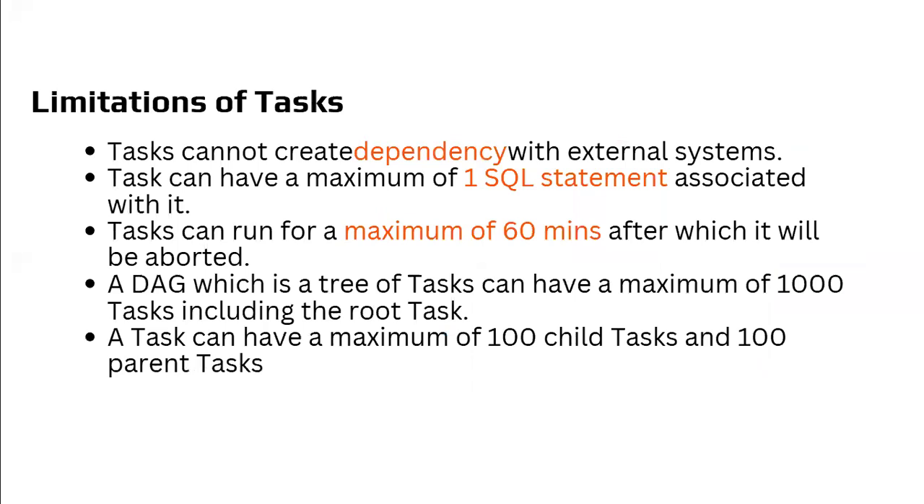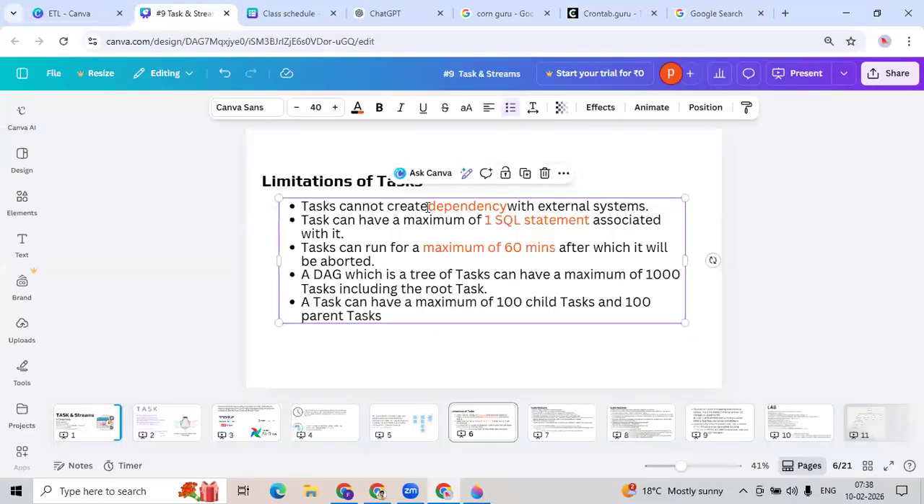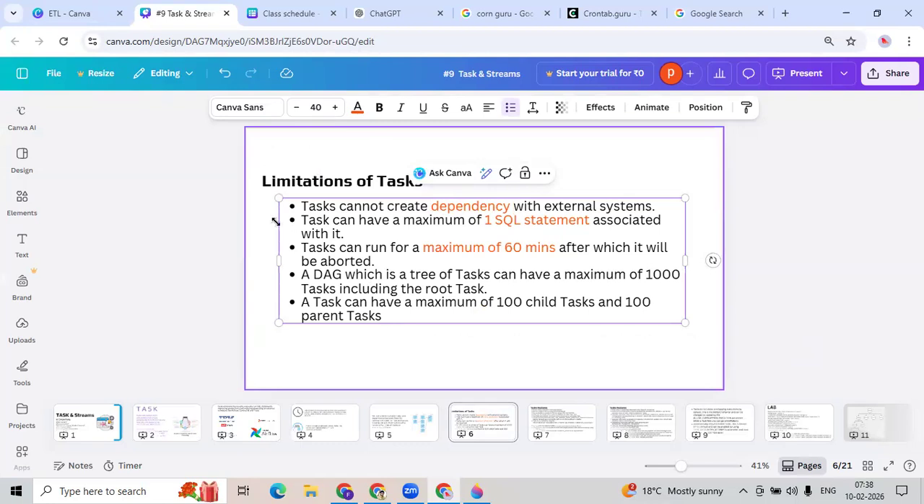So in Snowflake, what are the limitations we have? A task cannot create dependency with external systems. As I highlighted before, you cannot create a dependency with external systems. You cannot control S3 buckets, you cannot control a Postgres database, you cannot do anything. It will work internally in Snowflake.